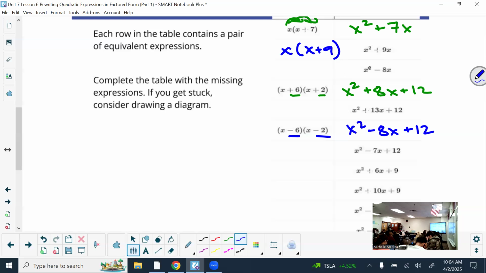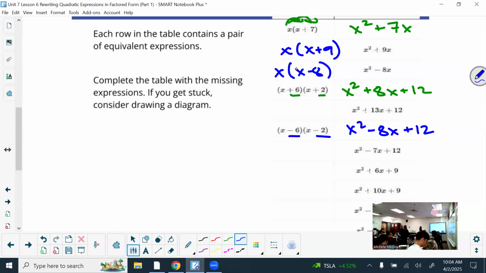So then in this one, look for a GCF. I don't have one between the numbers, but I can factor out an x from each. What would I have to multiply by x to get this? X minus 8. Good. Questions on that?